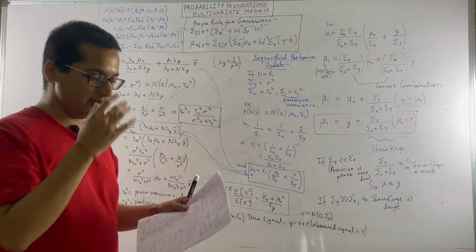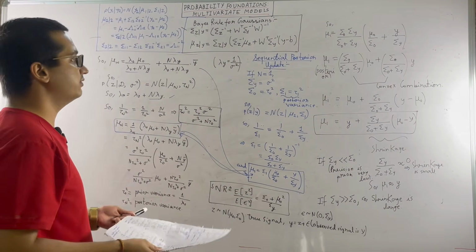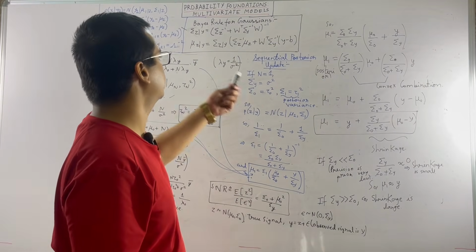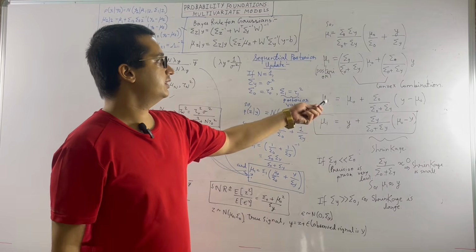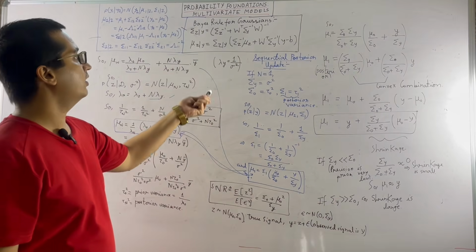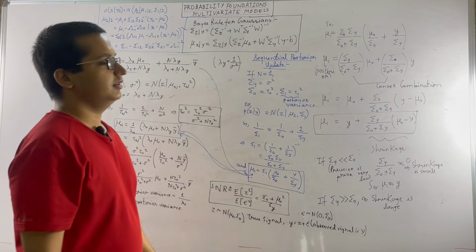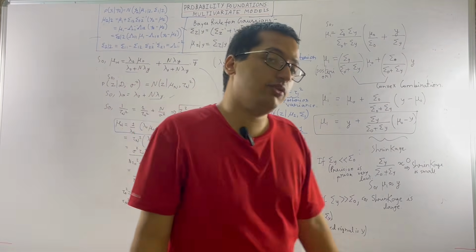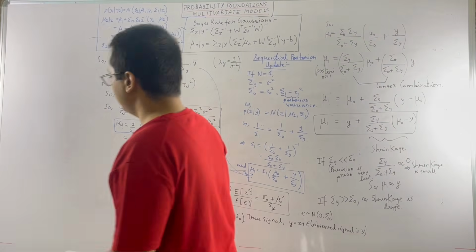Now we move on to inferring an unknown vector. So far we inferred a scalar quantity. We computed the posterior, so this is what we're inferring: mu1 and sigma 1 are the posteriors, which are what I want to infer. So that we did.